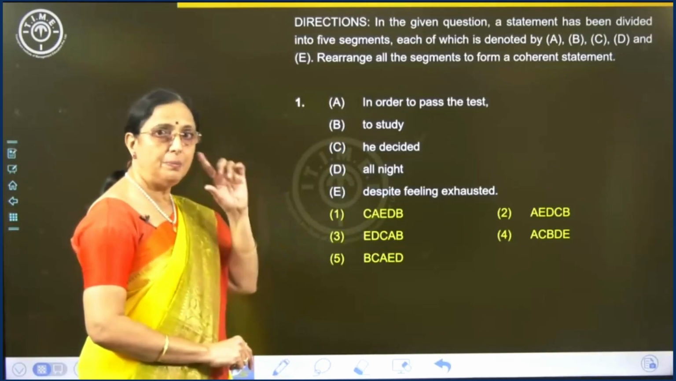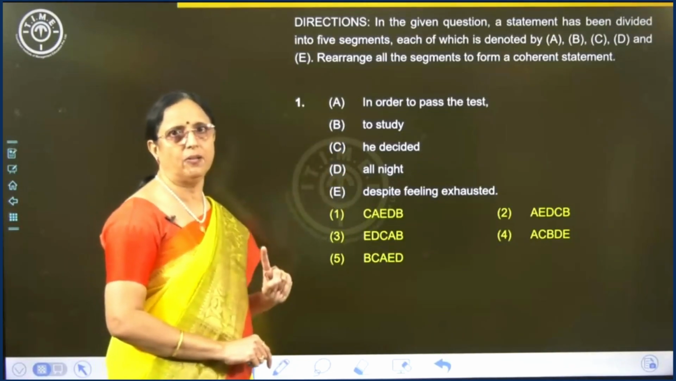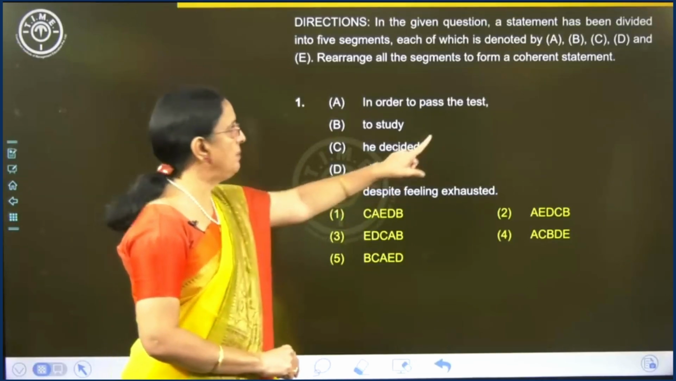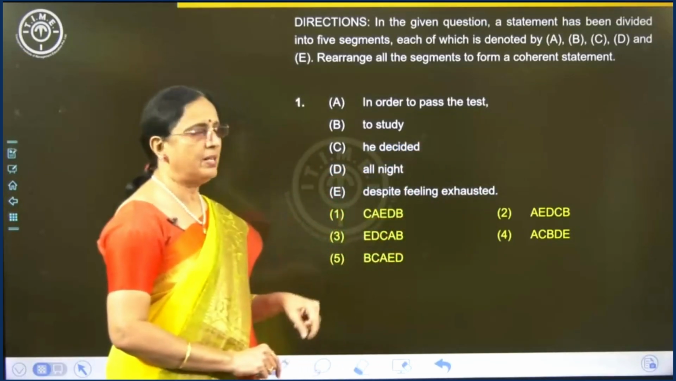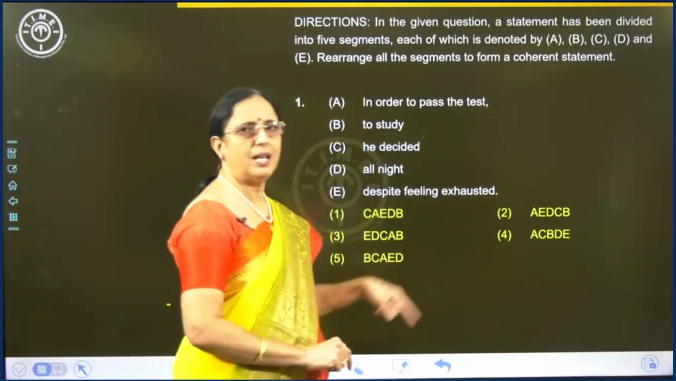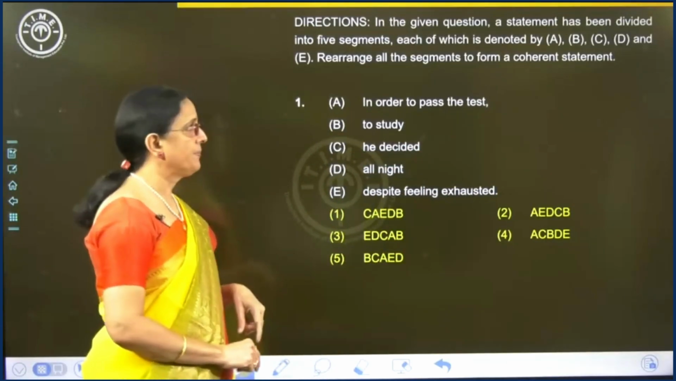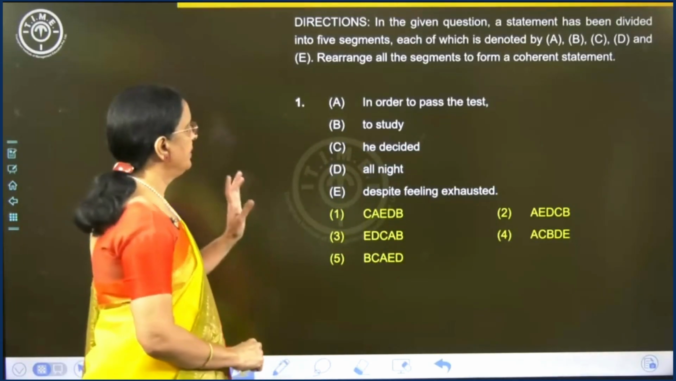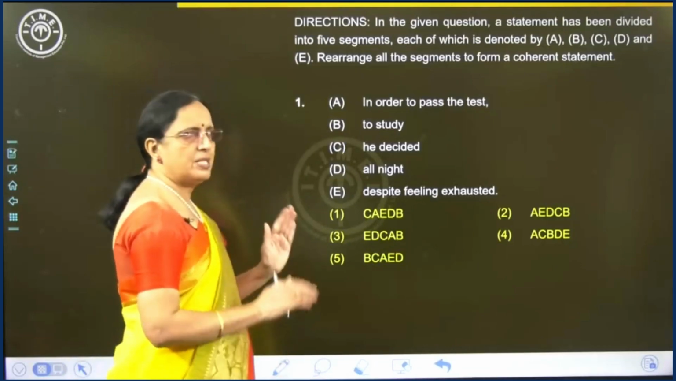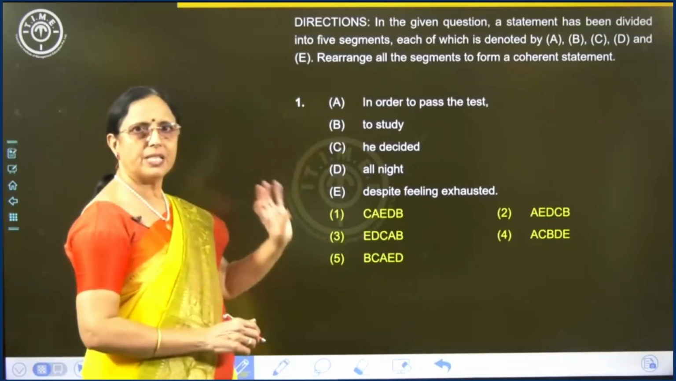I don't deny that. But be open-minded. That can be at the end also. And don't be misled by the commas and full stop. It's not that this should be the first one and this should be the last one, please. Okay? Right, ignore them. So, in order to pass the test, put it as I decided, that can be the first one or last one.